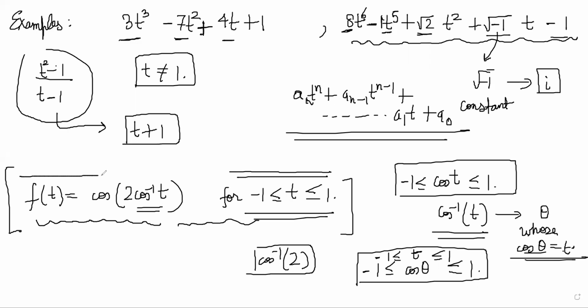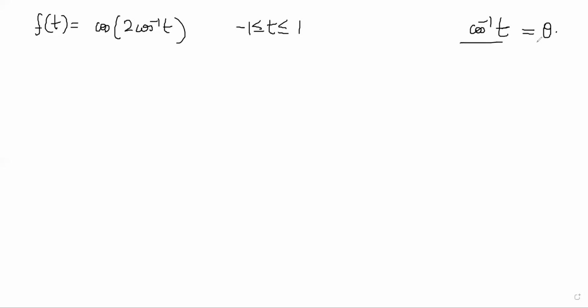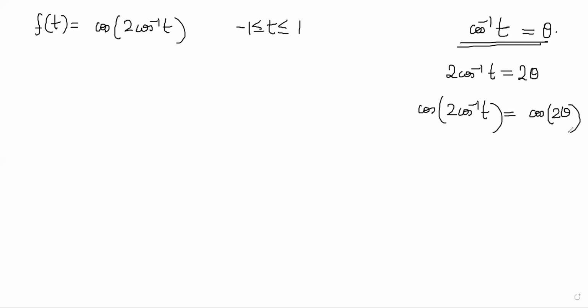However, we have still not answered our initial question. Is this a polynomial? So how do we think about it? Let's do it on the next page. So this is f of t equals cos of 2 cos inverse t, and minus 1 is less than t is less than or equal to 1. Now think of cos inverse t as equal to some angle theta. Then 2 cos inverse t is equal to 2 theta, so cos of 2 cos inverse t will be equal to cos of 2 theta, right?